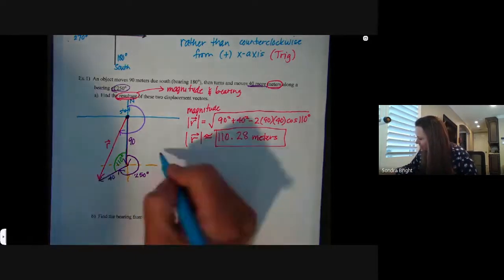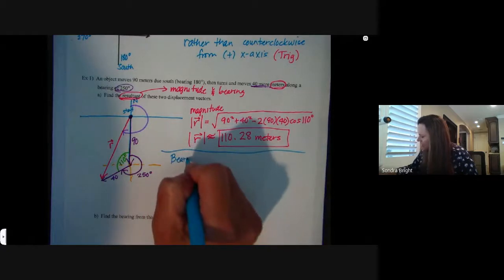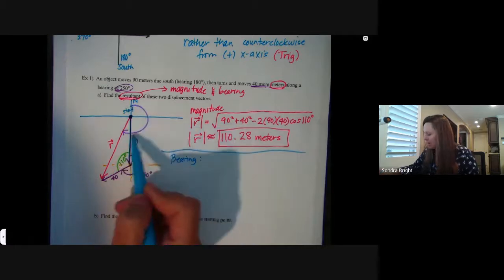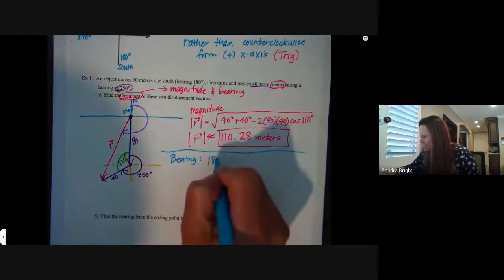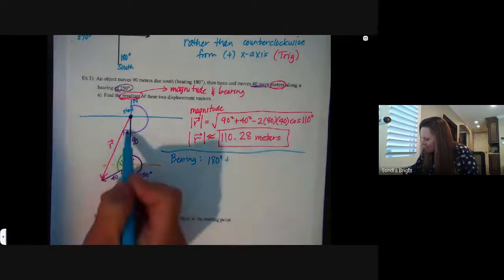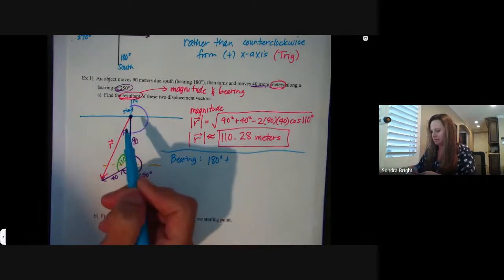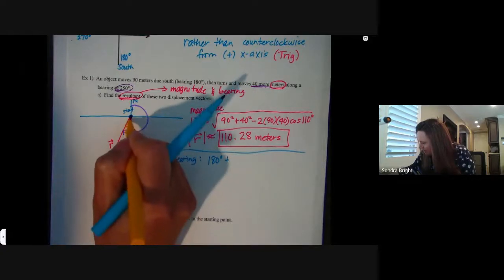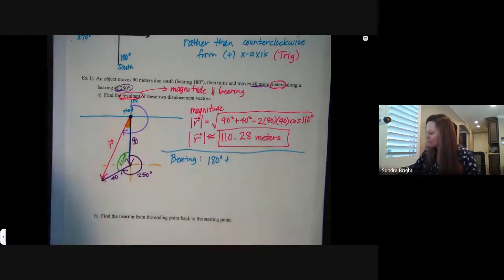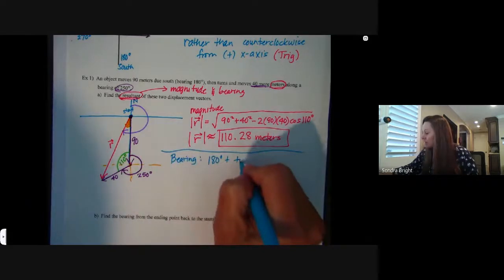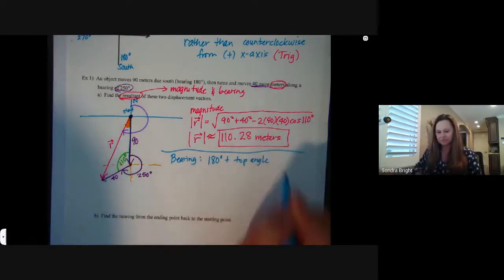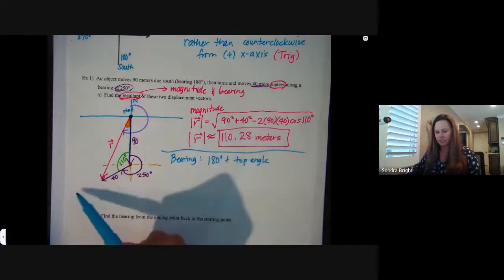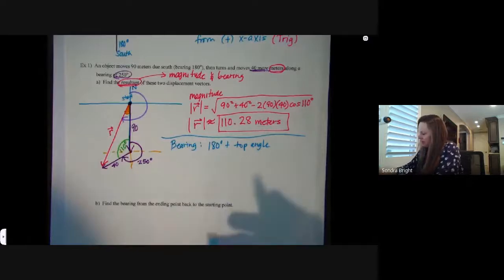So let's find the bearing now. Do you see that the bearing from the north to due south is 180 degrees? And then if I can figure out what this angle is on the inside here, let's go with yellow. If I find this top angle right here and add it to 180, then I'll get the bearing for the resultant vector. All right, so I'm going to go ahead and redraw this triangle because it's looking pretty messy, right?